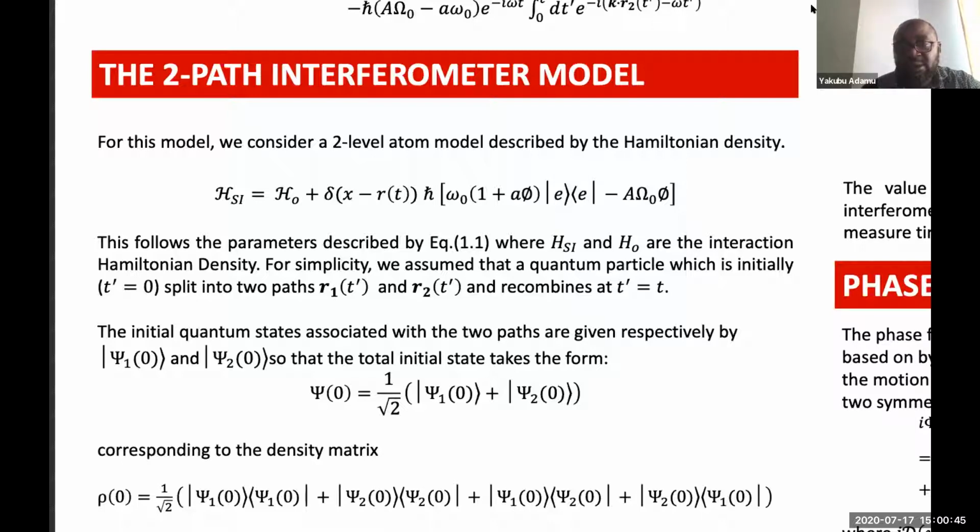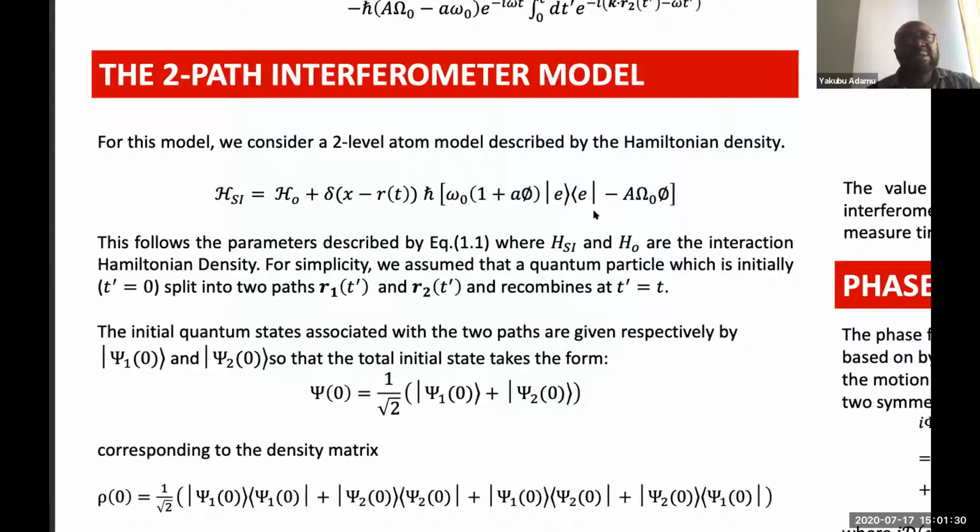So for the sake of simplicity, we assume that a quantum particle, which is initially at rest at t equal to 0, will split into two. That is the R1, R2. I'm going to show you in the diagram down below how we get to that point. So they split into two, and hopefully they recombine at t equal to the total time, that is the end of the interferometer phase. So the initial quantum states associated with the two parts are given respectively by this equation here, which corresponds to the density matrix. You can move a little bit upward.